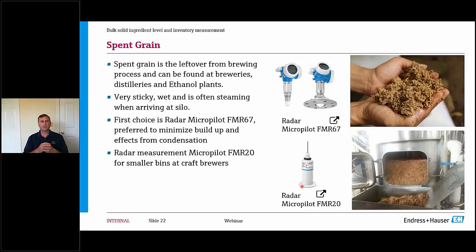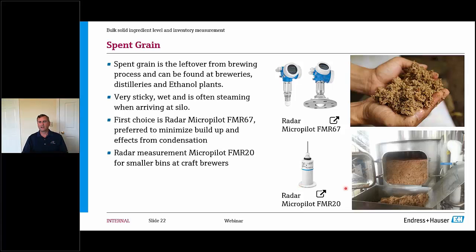Not all solids are dry and powdery. We also have wet applications at times. So here's one example, spent grain. This is essentially the leftover from a brewing process, where the malted barley has gone through the brewing process and comes out, and this is usually sold to farmers and so on to use.